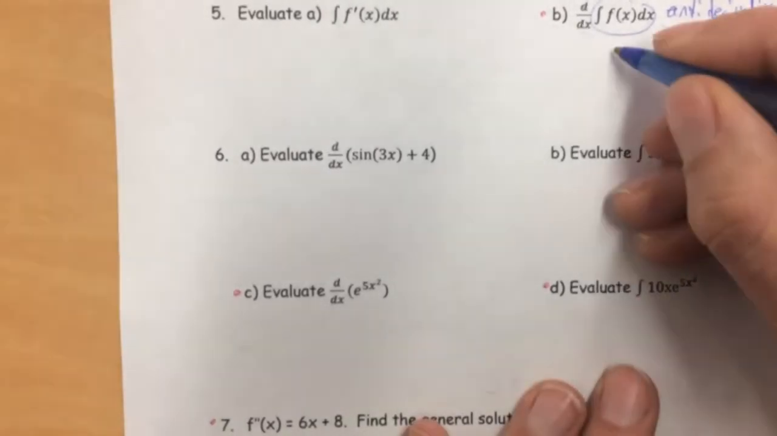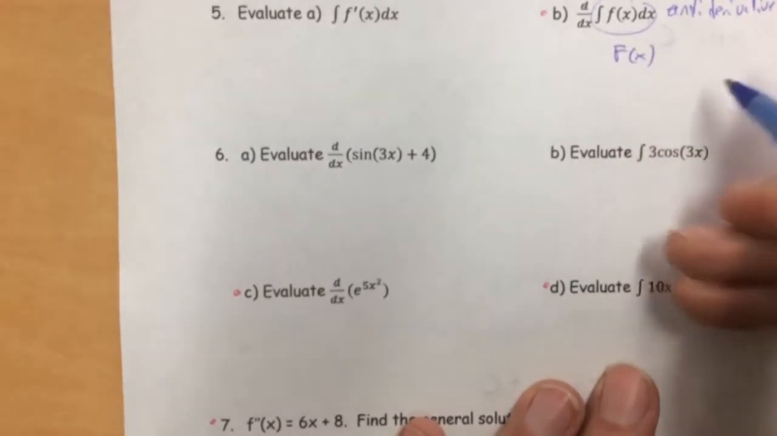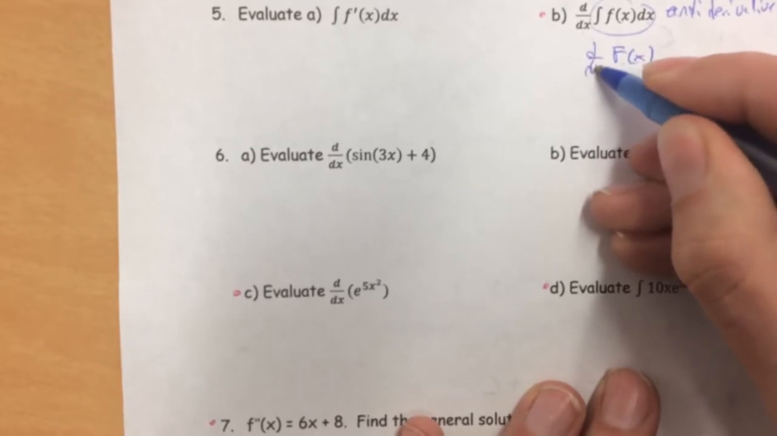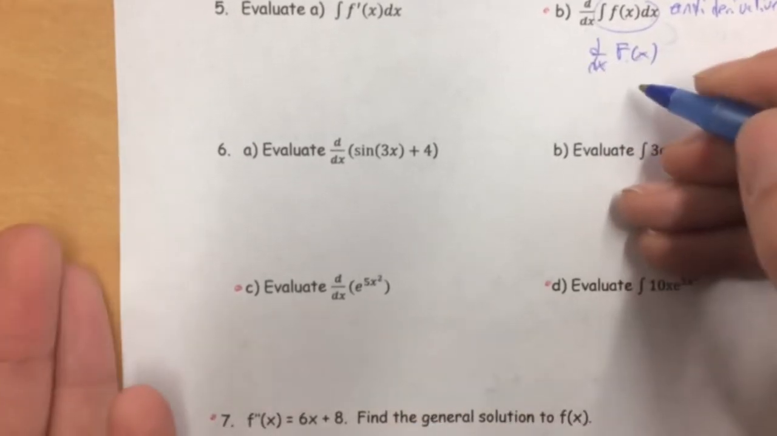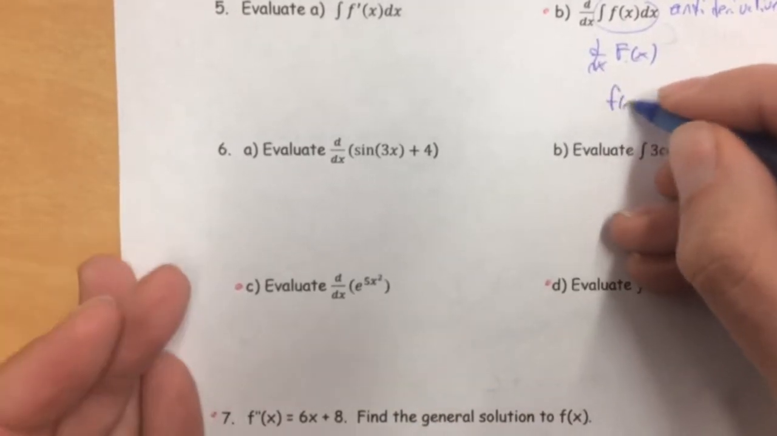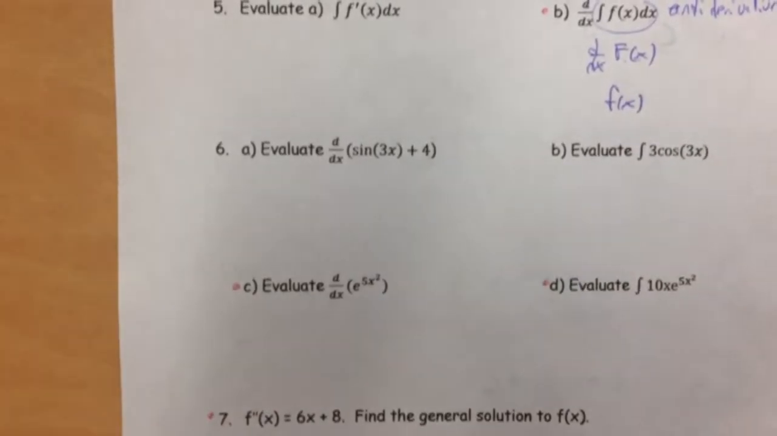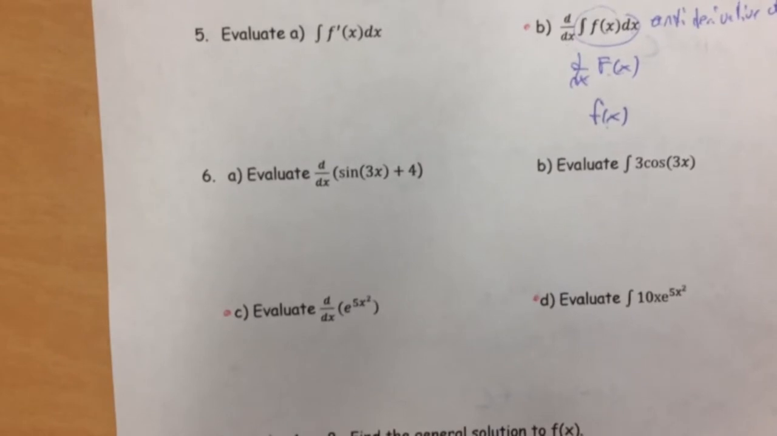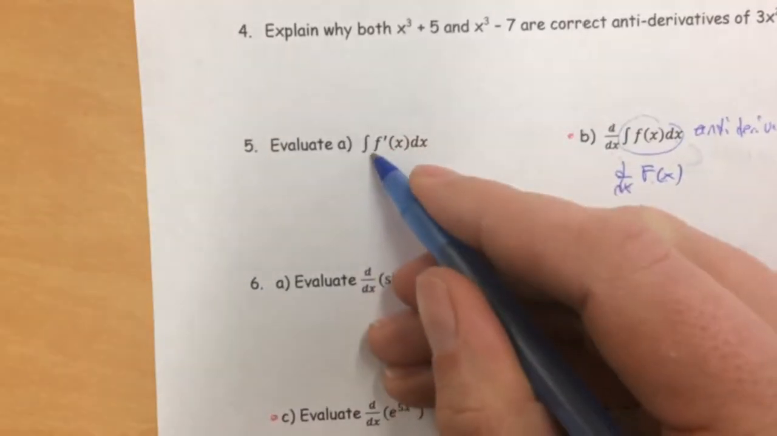Oftentimes we'll use a big F of x for the antiderivative. We'll call big F of x the antiderivative. And then we want to do the derivative of the antiderivative. Well, that just gets you back to the original function. The whole point of the antiderivative is that when you do the derivative of it, it gets you back to the original function. Notice how that's different over here.